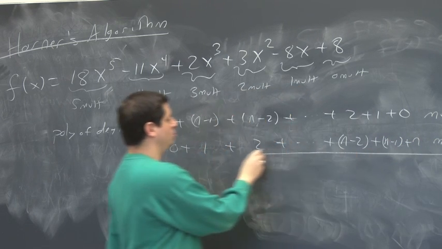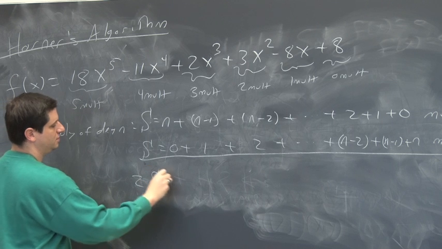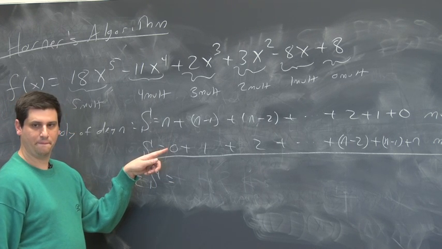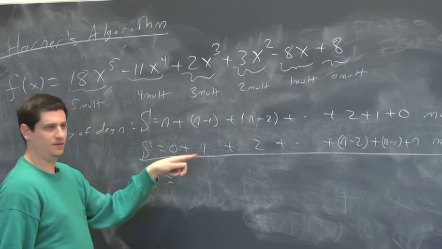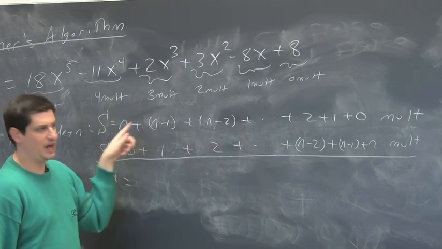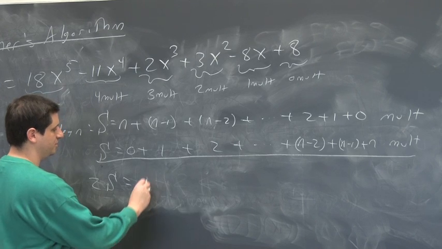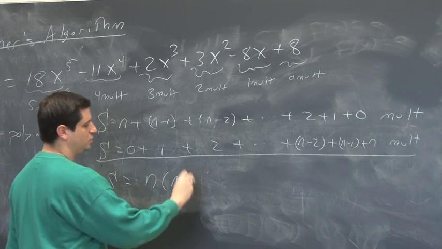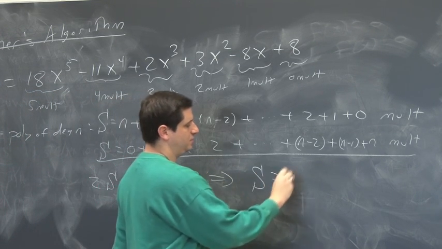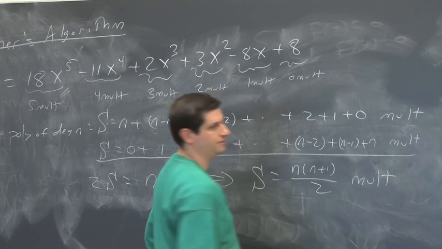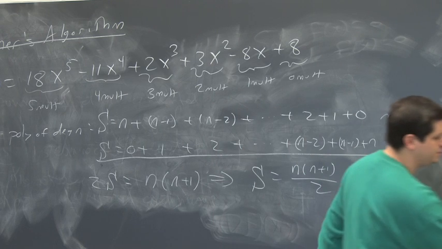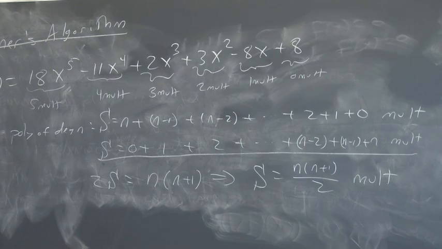When I write them in reverse order and add, I get 2S. What's n plus 0? n minus 1 plus 1. n minus 2 plus 2. Every term is n, and I have n plus 1 terms. So 2S is n times n plus 1. Therefore, S is equal to n times n plus 1 over 2. That's how many multiplications we have. That's how expensive it is to evaluate a polynomial. So if n equals 5, then we would have 5 times 6 over 2, or 15 multiplications.